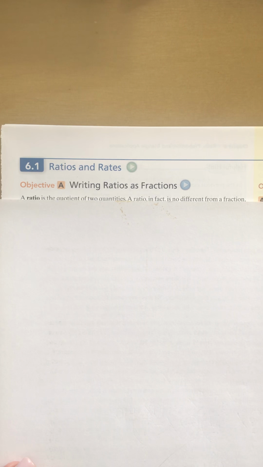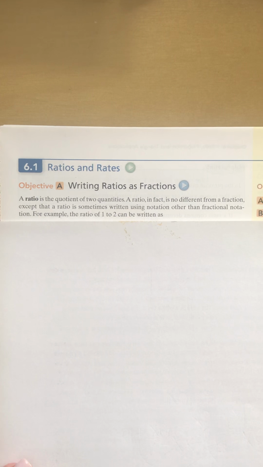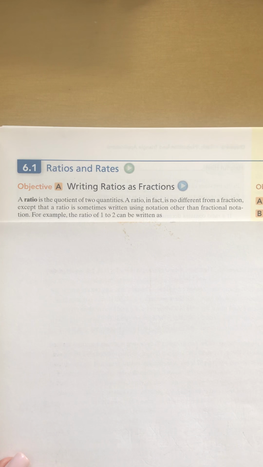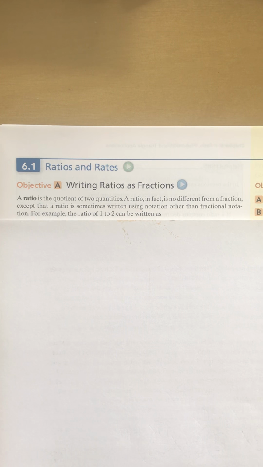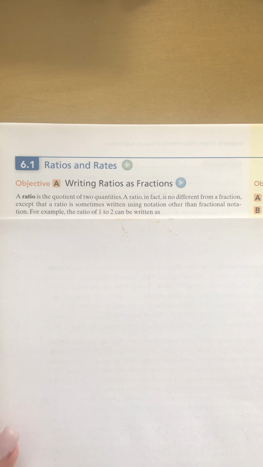Math 50, Section 6.1, Ratios and Rates. So what a ratio is, it's a comparison of two quantities. Sometimes the quantities are the same unit, sometimes they're not. We're going to talk about different types of ratios. A ratio is the same as a fraction. A ratio and a fraction are the same thing, but there's three different ways you can write a ratio.